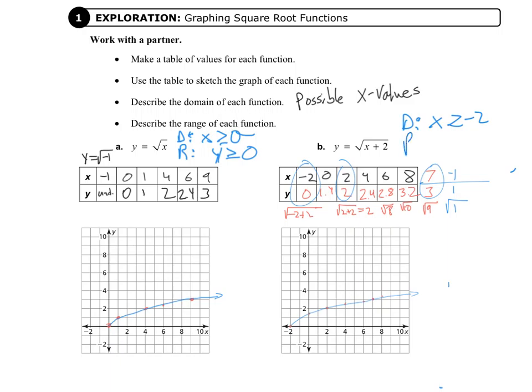The range, as we can say again, all the y values are above the x-axis, so the range is y is greater than or equal to 0. All right. So as we look at radical functions, we're going to see we have domain restrictions because we don't want a negative in here. So we're going to look at that a bit.